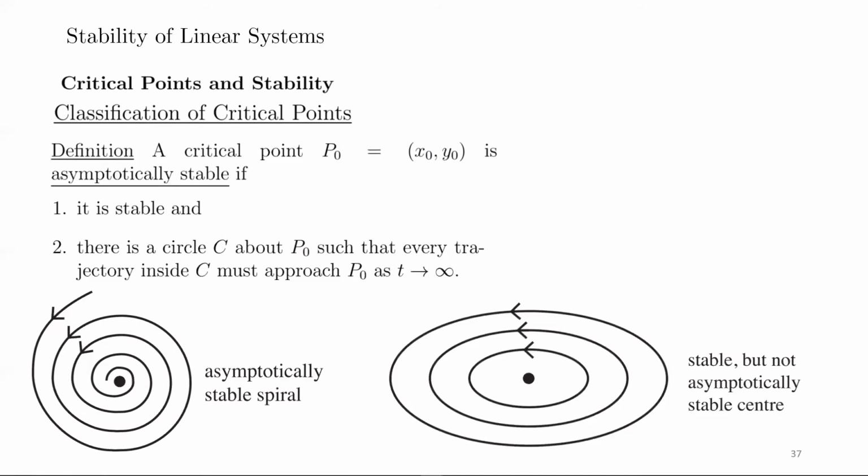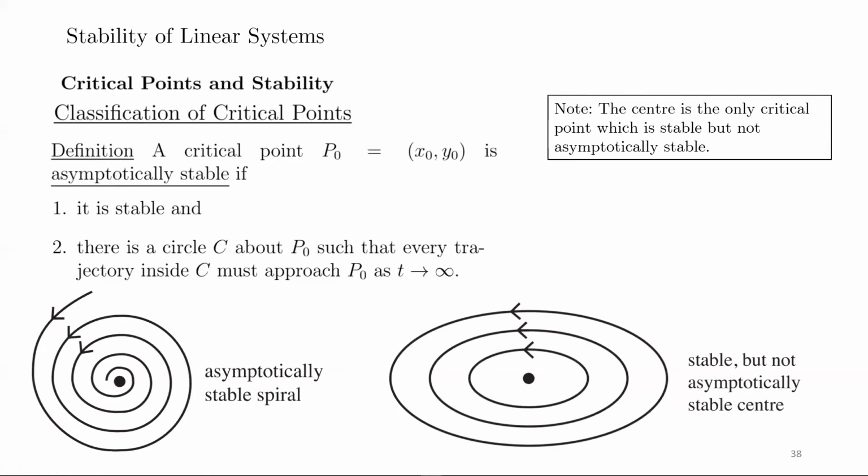However, with a center, we always stay close to the critical point no matter what trajectory we're on, but we do not get sucked into the critical point. We just orbit the critical point. So this is not asymptotically stable, but it is stable. Okay, so asymptotically stable, we get sucked into the critical point. Just stable, we just stay near it. So the center is actually the only critical point which is stable, but not asymptotically. The center is the only critical point which is stable, but not asymptotically stable.